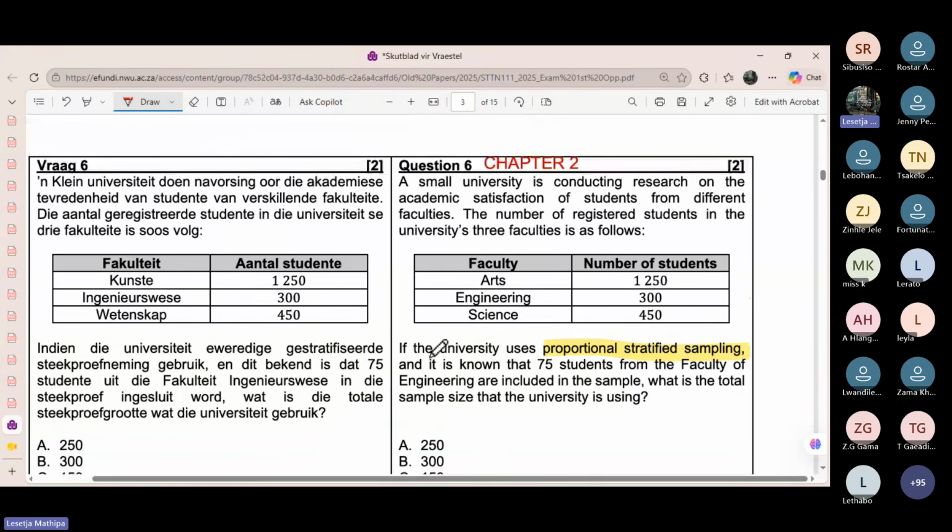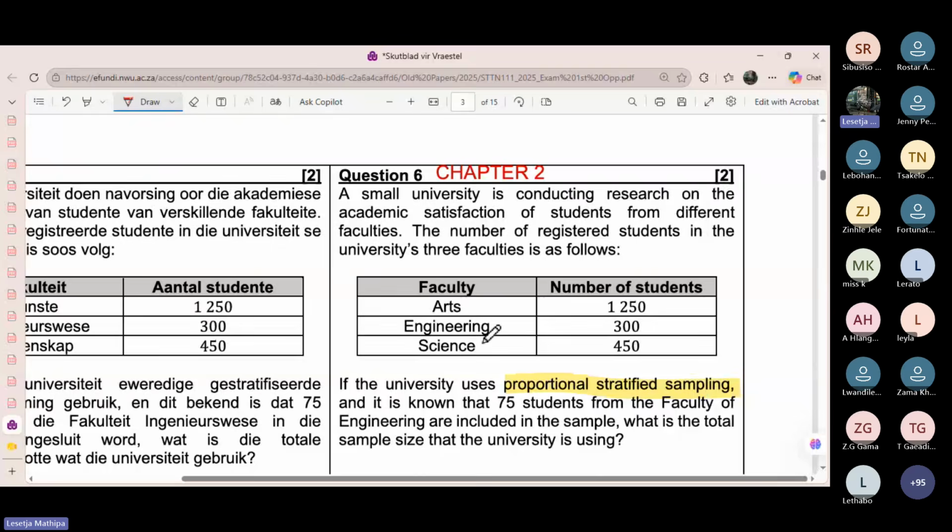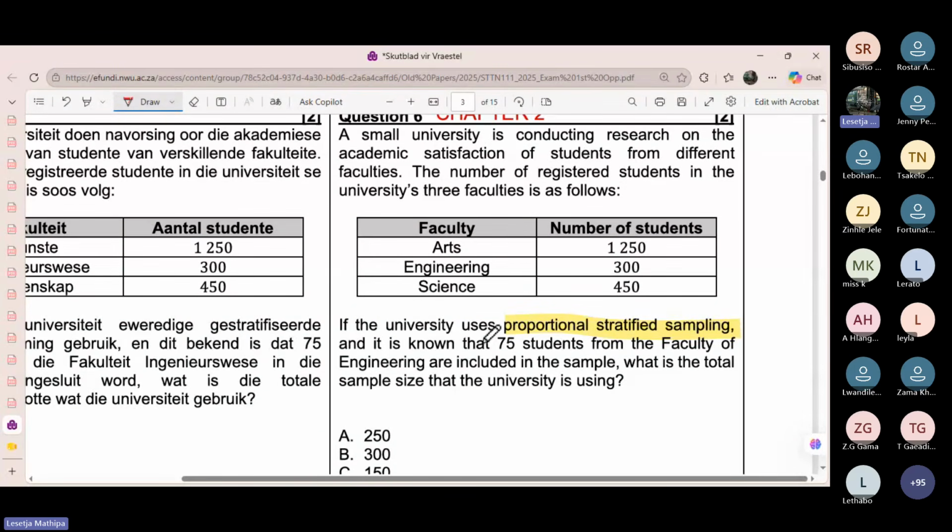When we look at this 1,250, is it small letter n i or capital letter N i? Capital letter N i. Why are you saying it's capital letter N i? It falls under the population. Yes, correct. So this one is capital letter N i for arts, this one is N i for engineering, and this one is for science.